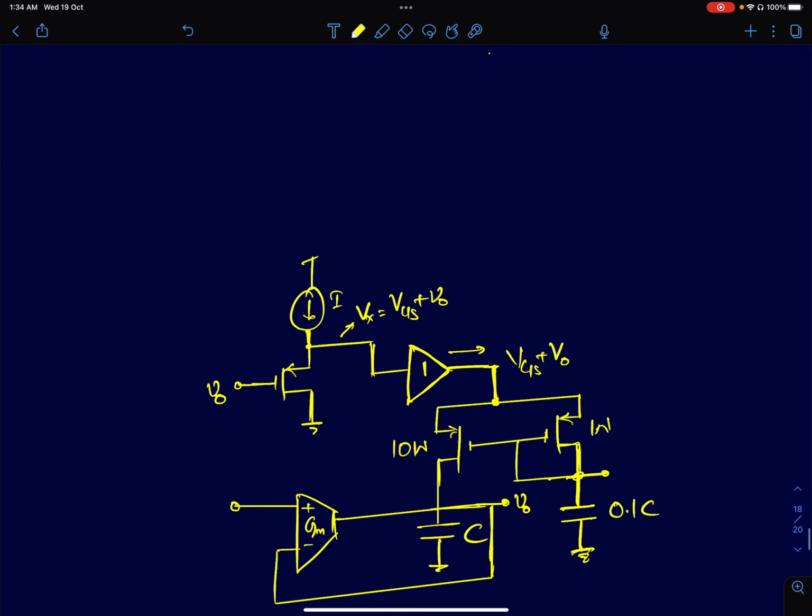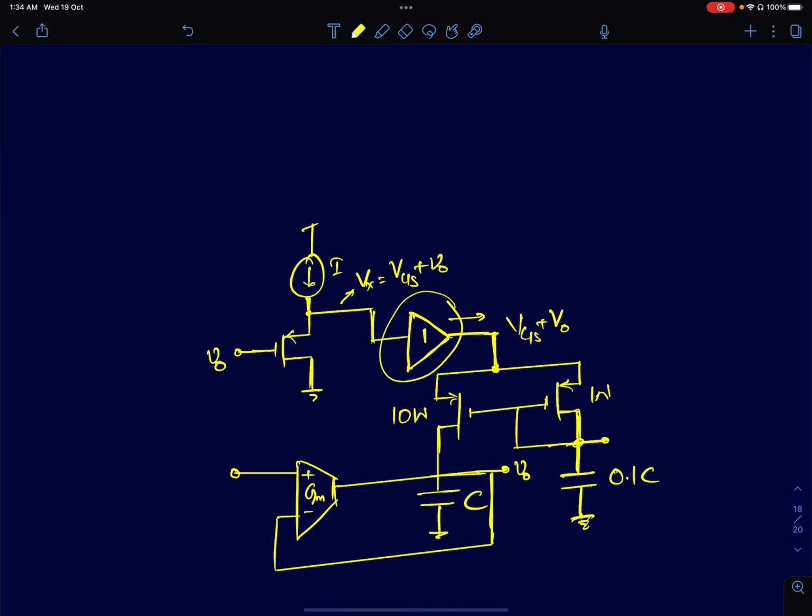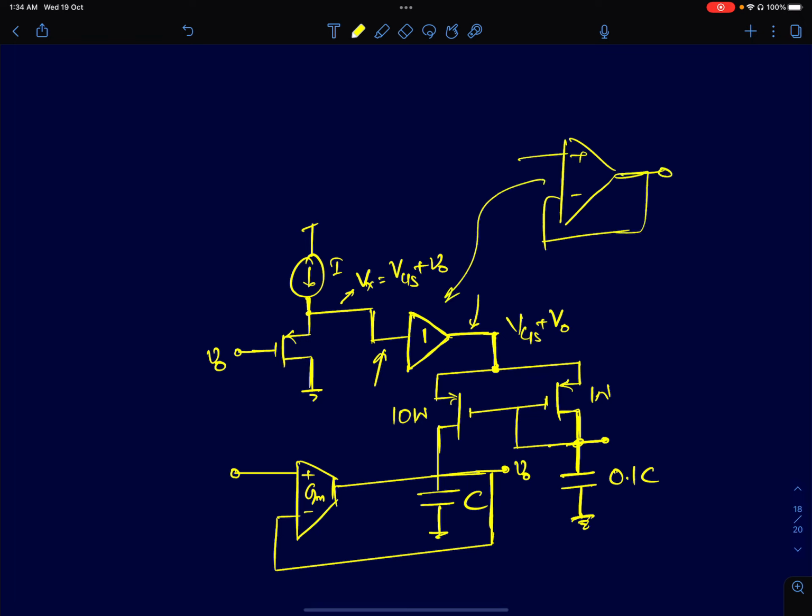You don't want that. So to resolve that, I just have to introduce a voltage buffer. An ideal voltage buffer can be realized using an op-amp, an ideal voltage buffer whose input DC and output DC will be exactly the same. I mean, you take an op-amp, connect its output to the inverting terminal, and you have a voltage follower. This is the circuit which I'm going to use.